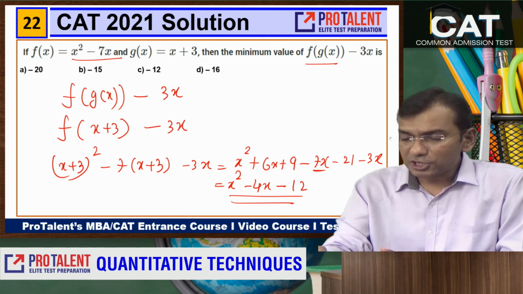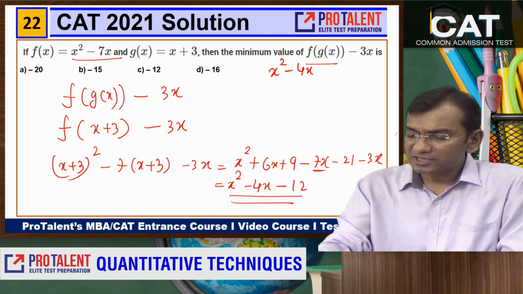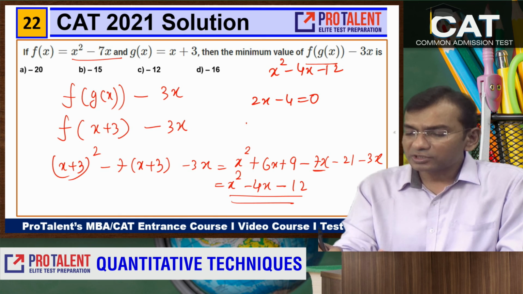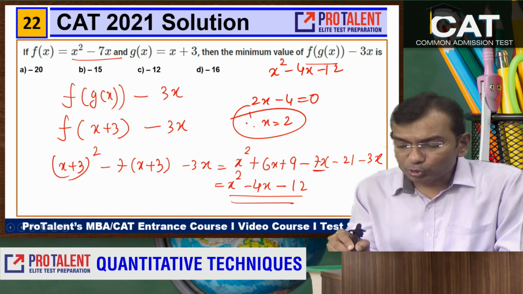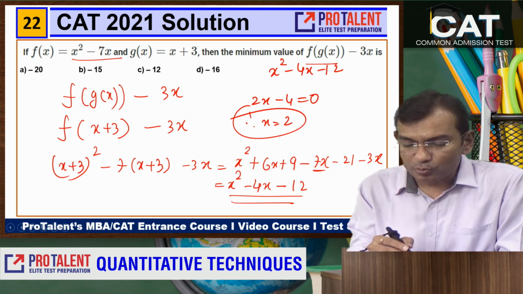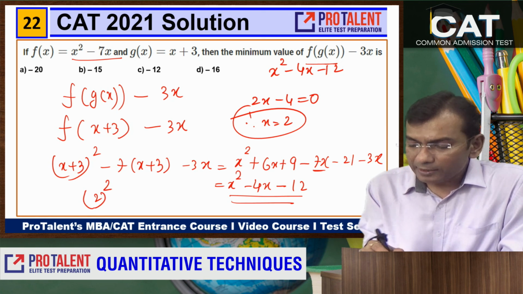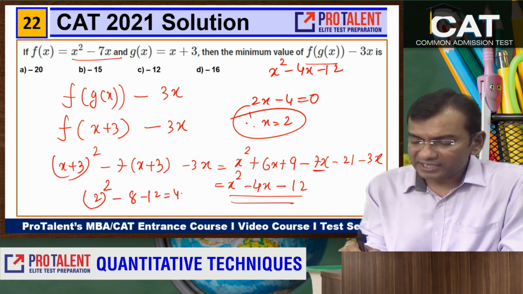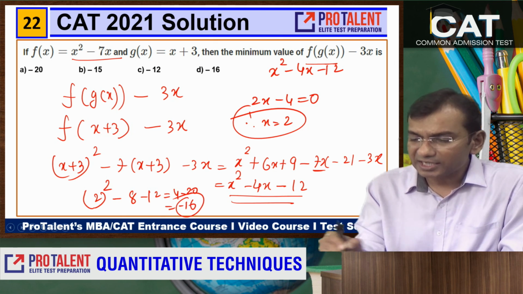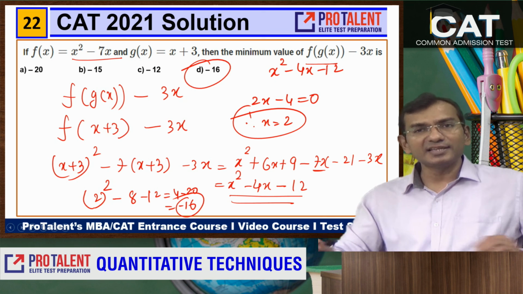ठीक है, सो डिफ्रेंशिएशन होगा x square minus 4x minus 12 का. सो दैट इज 2x minus 4 equal to 0. So therefore x is equal to 2. At x equal to 2, this becomes 0. I put a value of x equal to 2 in this equation. So this is 2 square minus 4 to the 8 minus 12. So this is 4 minus 20. Answer would be minus 16.